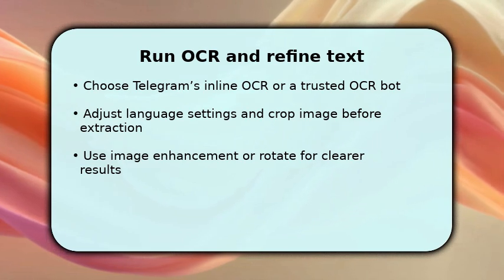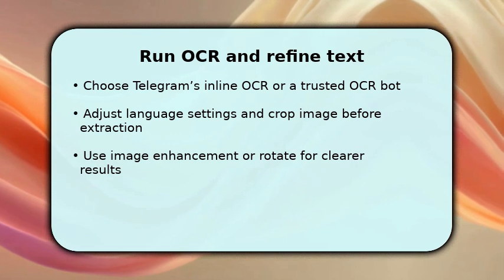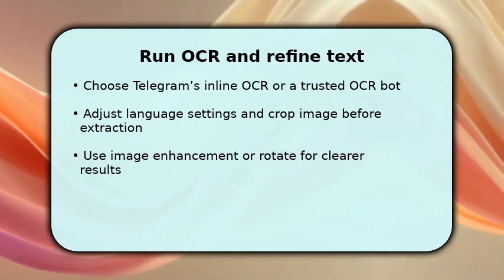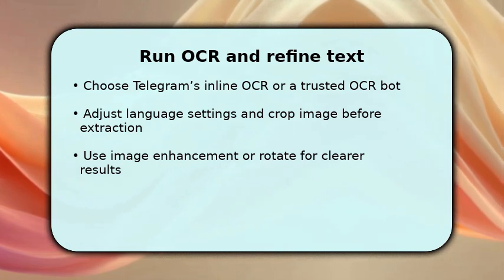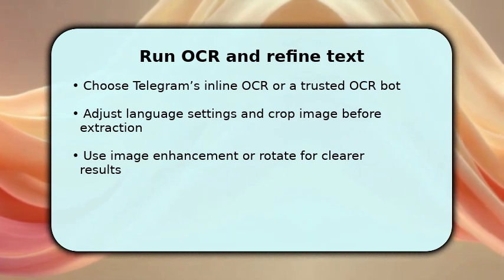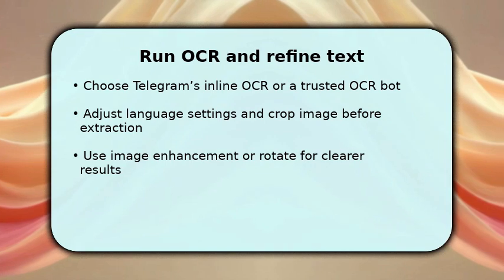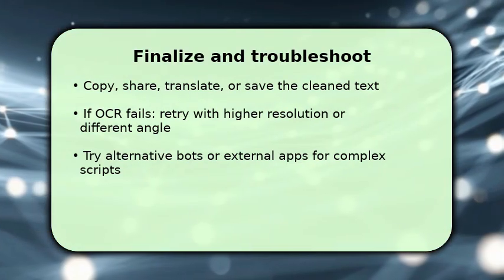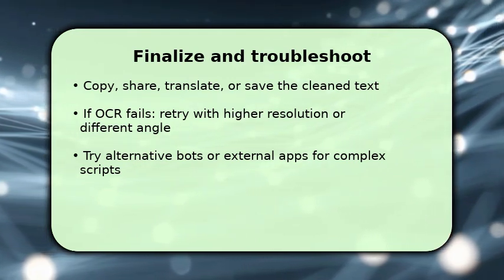Next, crop or rotate the image to focus on the text area and apply any enhancement tools to reduce noise and improve clarity. After running recognition, review the returned text and edit inline. Correct common OCR mistakes like L versus 1 or comma placement to ensure the output is accurate for copying or sharing. To finish, copy the clean text to your clipboard, share it in chat, or use Telegram's Translate or Save to Notes features.